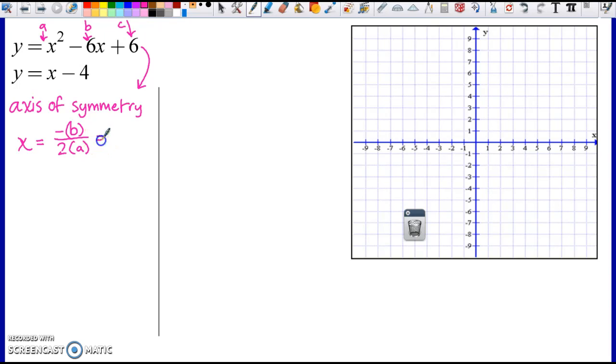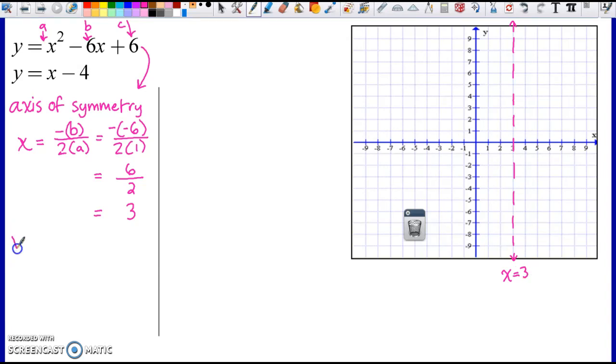So negative b over 2a in this case would be negative 6 divided by 2 times a positive 1. Well, of course, a negative 6 is a positive 6. 2 times 1 is 2, and 6 divided by 2 is 3. So the axis of symmetry for that first quadratic equation is positive 3. So I put that on the graph. x equals positive 3 is the axis of symmetry.